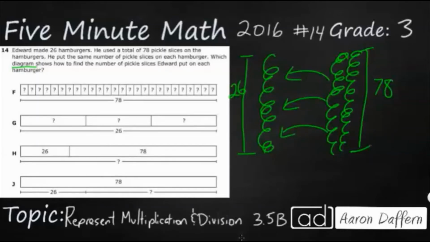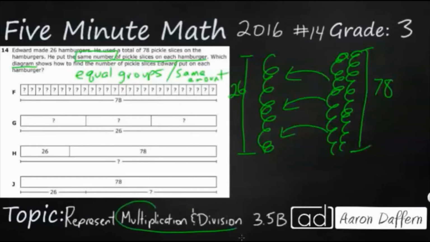Here's the key. We've got the same number of pickle slices on each hamburger. When we see same number, or sometimes they might use the term equal groups, or maybe they'll just say same amount, all of these are going to be your big clue that we are looking at multiplication and division.